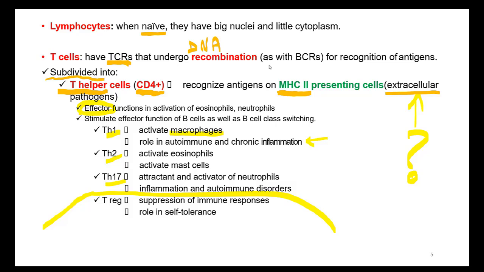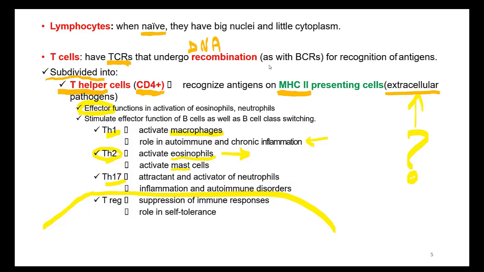Okay. Now, Th2 cells, they are going to show up when your extracellular pathogen is some kind of parasite, okay? So these Th2 cells are going to activate eosinophils. Remember, eosinophils are the cells that are going to attack parasites, like worms and stuff like that, right? So Th2 is linked to better function of eosinophils. And they also activate mast cells.